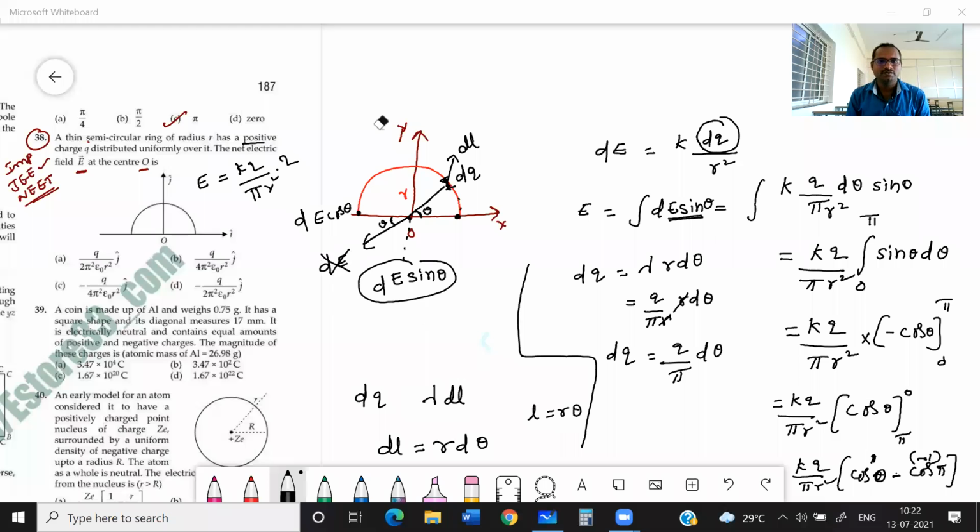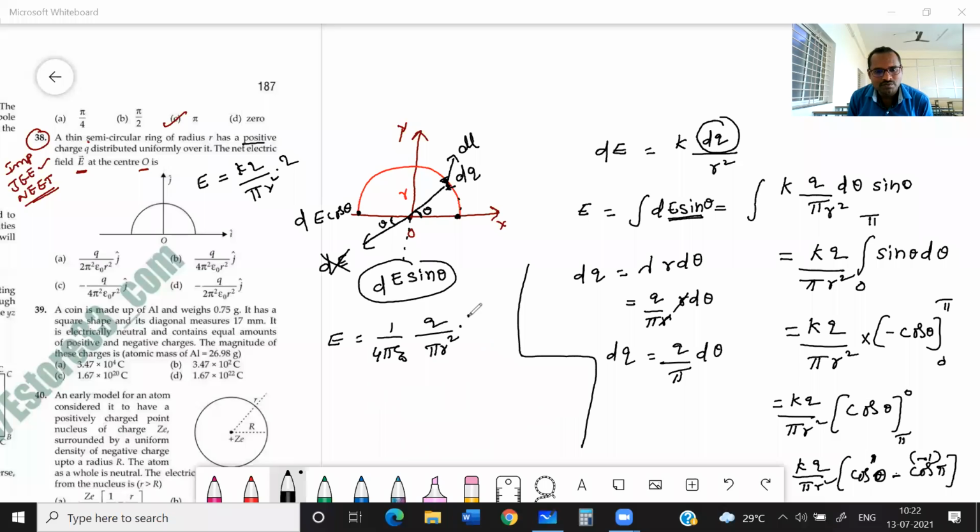And you will get the value of electric field as, yes, electric field is equal to, what is k value? 1 by 4 pi epsilon naught. Here k value into q by pi r square into 2. The 2 cancels. You will get electric field as q by 2 pi square epsilon naught r square. Yes, this should be the value. Yes, where is the option? Q by 2 pi square epsilon naught r square. Q by 4 pi square, means this is not the answer. This is also not the answer.